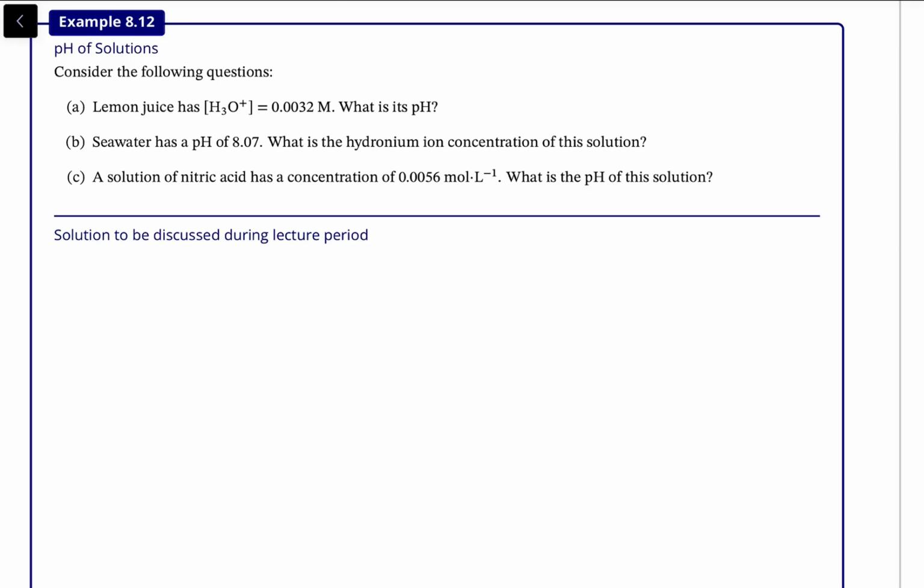So that's our next thing. Here we have three examples for us to look at. It says, consider the following questions. Lemon juice has a hydronium concentration equal to some concentration. What is its pH? This one is a straightforward situation where you're given the concentration and you're asked to calculate the pH. All you have to do is say pH is equal to negative the log of the hydronium ion concentration as given.